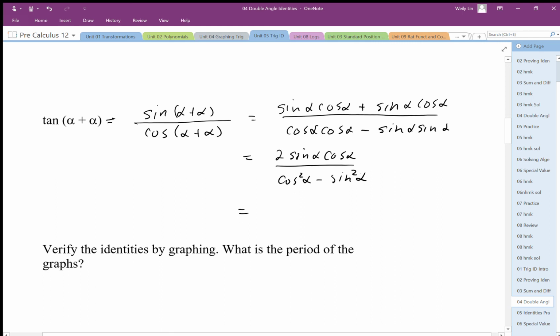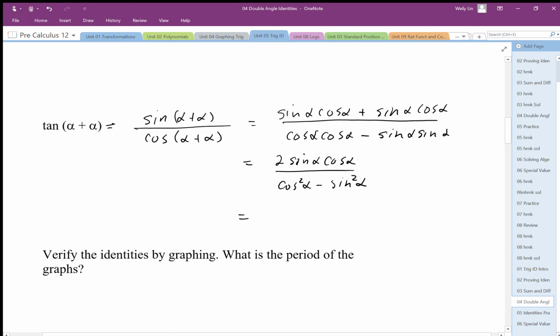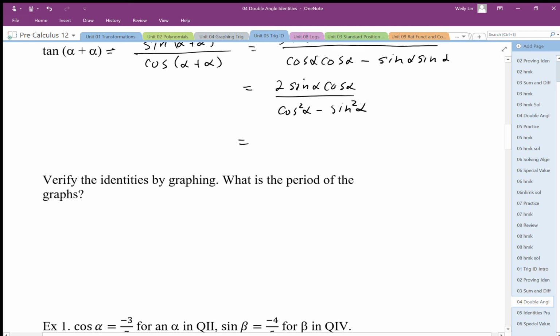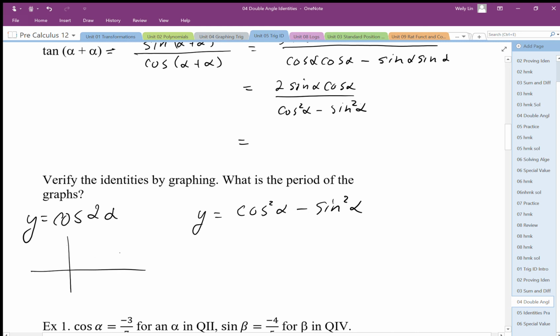Okay, so we can verify these by just graphing them. If I want to compare these, I would graph y equals cos 2 alpha, for example, against y equals cos squared alpha minus sine squared alpha. And we can compare these. These should graph on top of each other. Well, we know this one here is just a horizontal compression of cosine by a factor of 2, so instead of a period of 2 pi, it becomes a period of pi. When we graph this, we should expect this to map right on top of that graph. Okay, so I'm going to show that on Desmos.